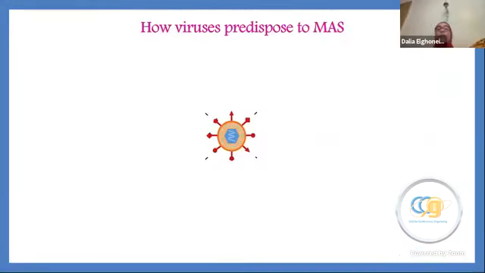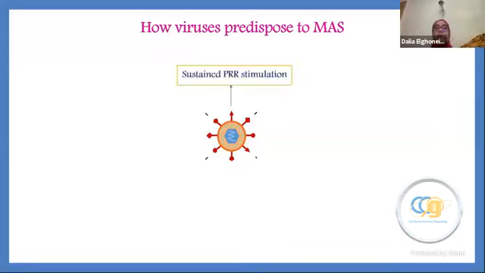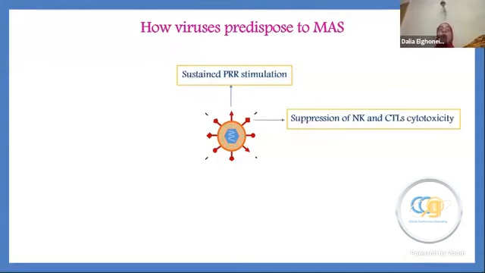Let's see this figure, how viruses contribute or predispose to the development of macrophage activation syndrome. How do they work on the immune system to change it into a cytokine storm producing persistent inflammation? The virus can result in sustained infection and sustained pattern recognition receptor stimulation, namely toll-like receptors and NOD-like receptors, resulting in persistent immune system activation. Also, it leads to suppression of natural killer and cytotoxic lymphocyte cytotoxicity.